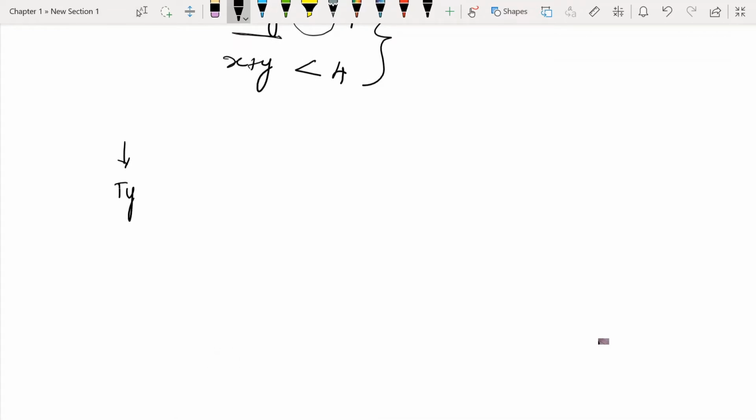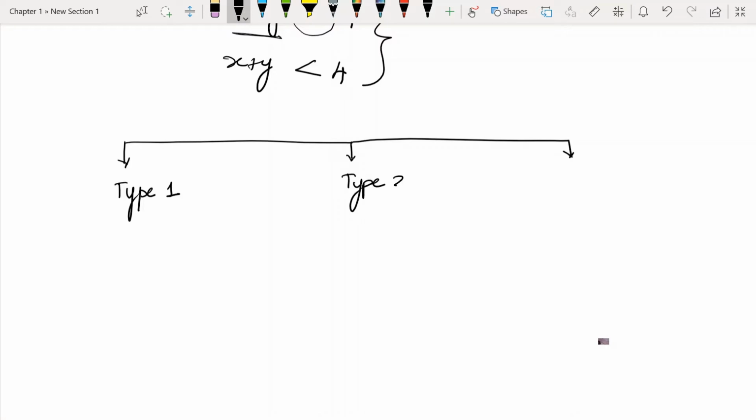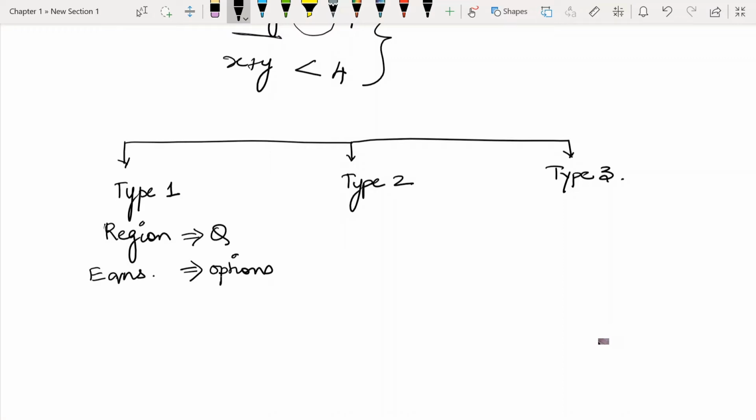Under type 1, you will be given a region in the question, and in the options, you will have equations. You will have to identify which of the equations represent this region.